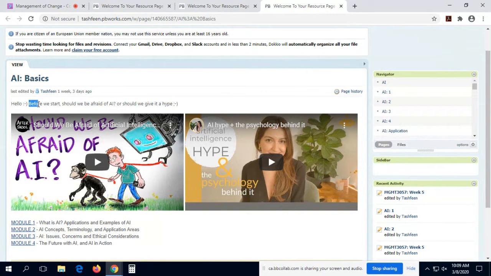I'm starting with this idea. Before we start, should we be afraid of AI or should we give it a hype? This is a question I'm asking you, and please reflect in your own space. First, should we be afraid of artificial intelligence? There are different sentiments you would be hearing from different people. Some people are saying artificial intelligence and these types of technologies are going to take over, and people are going to lose their jobs.